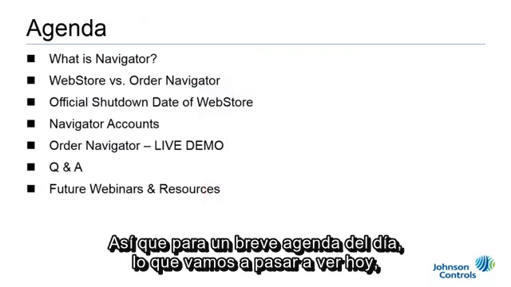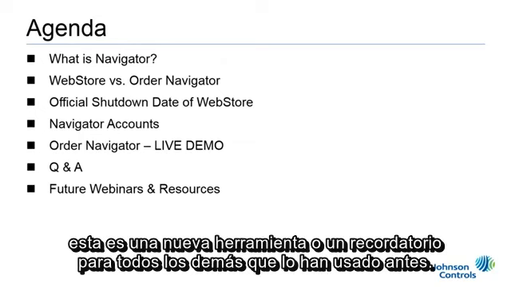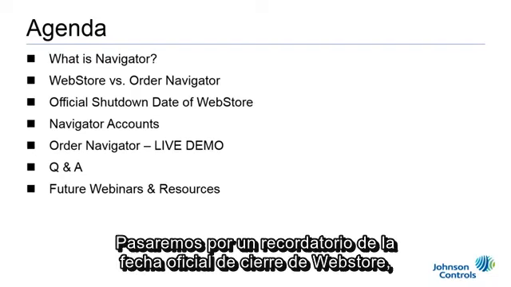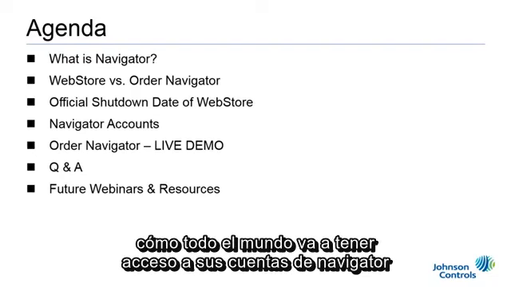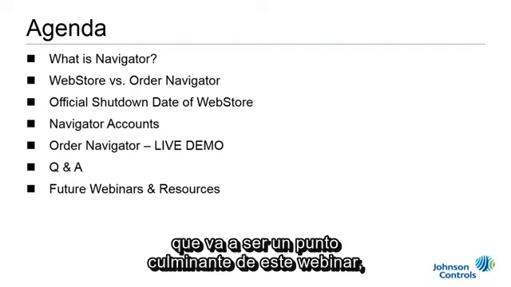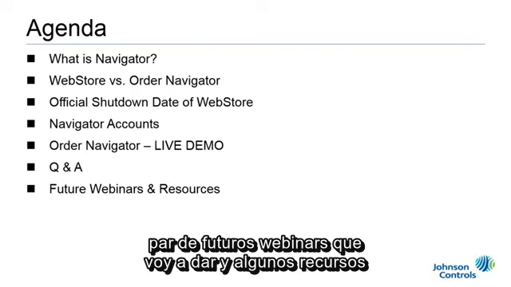For a brief agenda of what we're going over today, we're going to start off with what is Navigator, for those of you that maybe this is a brand new tool, or a reminder for everyone else that has been on it before. Then the differences between Webstore and Order Navigator. We'll go over a reminder of the official shutdown date of Webstore, how everyone is going to be getting access to their Navigator accounts, and then we'll jump into a live demo of Order Navigator itself, which is going to be the main highlight of this webinar. We'll then go into some Q&As, and then to wrap it up, we'll go over a couple of future webinars that I will be giving and some resources for all of you.